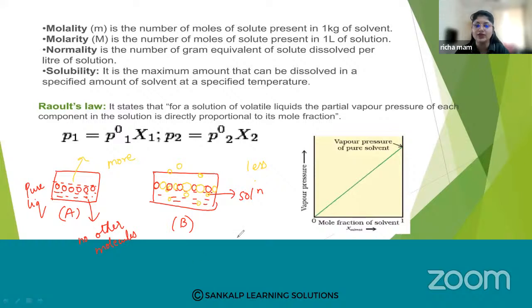So easily evaporation takes place in pure liquid, and in solution there is a lesser amount. Remember this one general sentence: whenever there is a pure liquid and a solution, in which case will the vapor pressure be more? One is a pure liquid, another is a solution, in which case will the vapors formed be more?